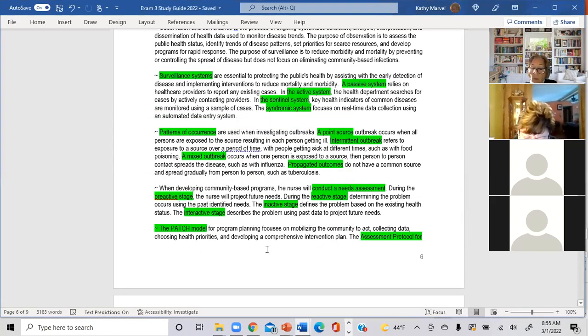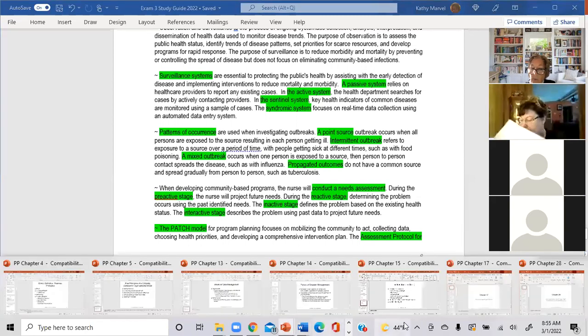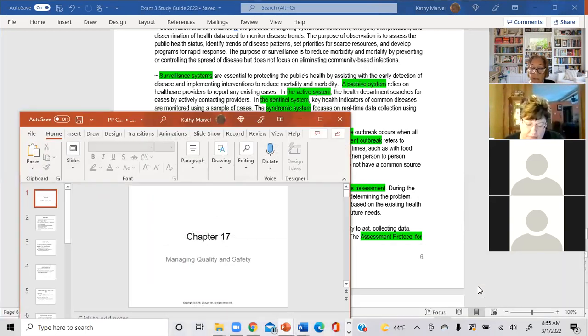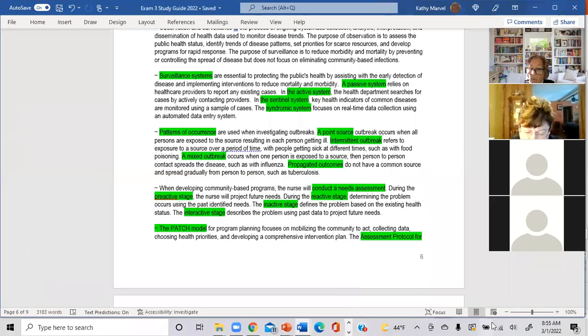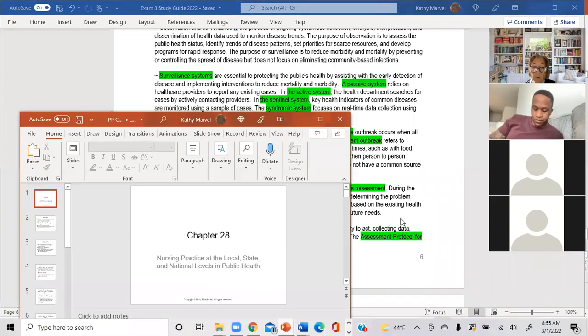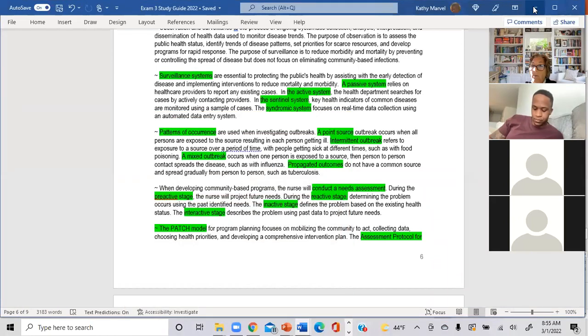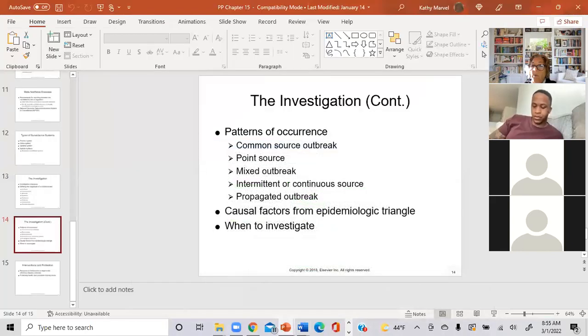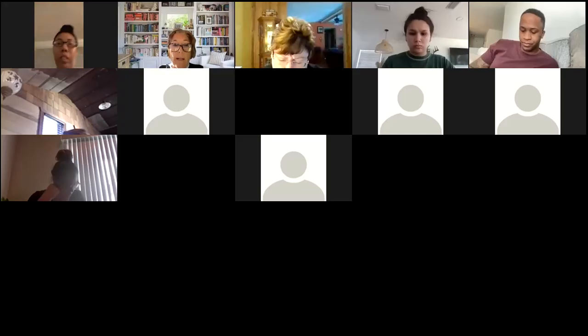I know we didn't get to it, but we'll cover this information in the reviews this upcoming week. But we have 3 chapters: program management, managing quality and safety, and nursing practice at local, state, and national levels. So here's what I would suggest, let me stop sharing. Here's what I would suggest: do exactly what we've been doing.